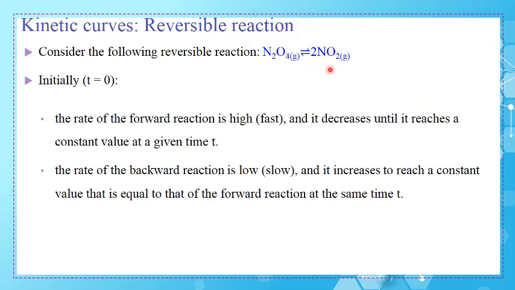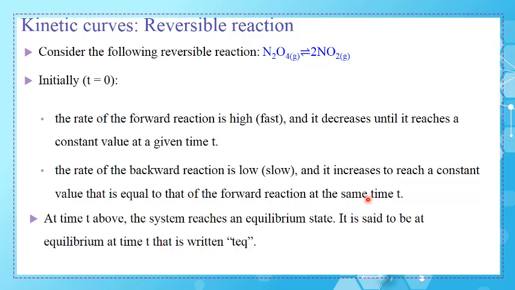Now the rate of the backward reaction is very low at t equals 0, and it increases gradually to reach also a constant value at a given time t that is equal to the forward reaction at the same time t. This is equilibrium, as we said last time. At time t, the system reaches an equilibrium state. It is said to be at equilibrium at time t, written t eq.